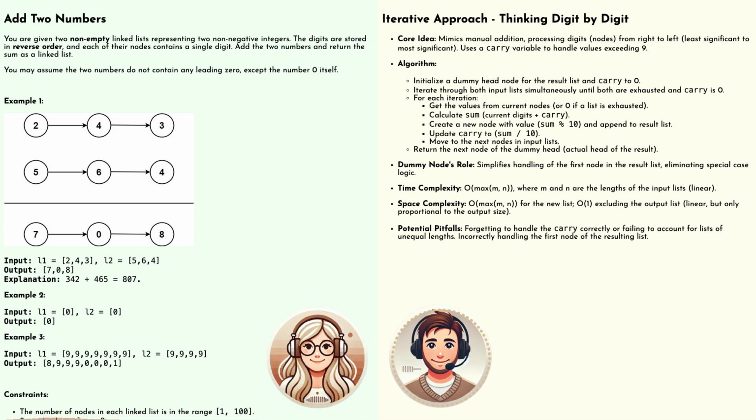Just like adding on paper, we'll need to keep track of any carryovers as we go. And for each pair of digits we add, we'll create a new node for the sum and link it to our result list. That makes sense.